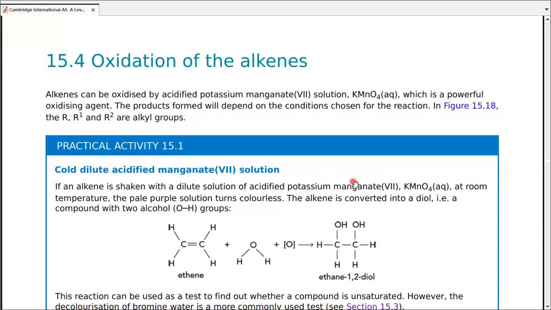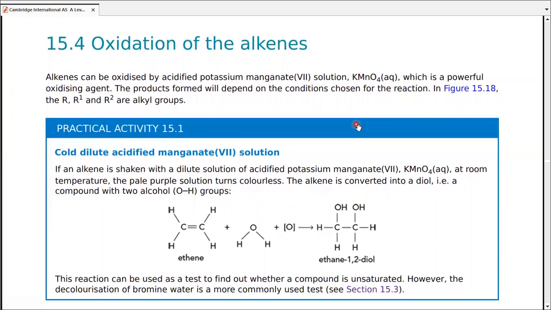When I use the phrase powerful oxidizing agent, I hope two specific species come to your mind. One of them is written right in front of you, acidified potassium manganate 7, KMnO4. The other one is K2Cr2O7. Now, there is one very specific thing that I'd like to point out.